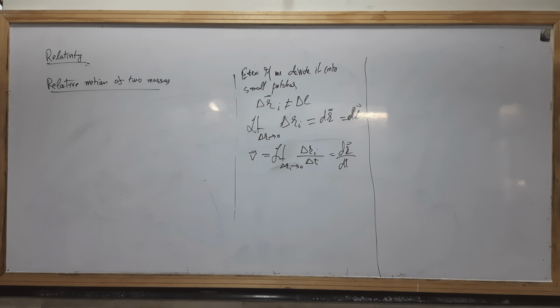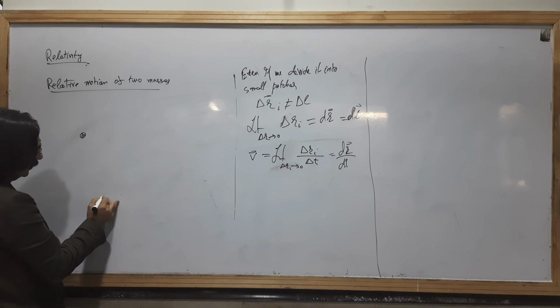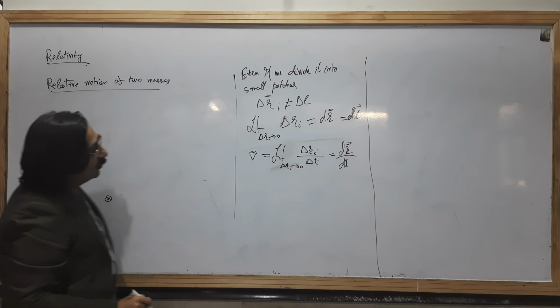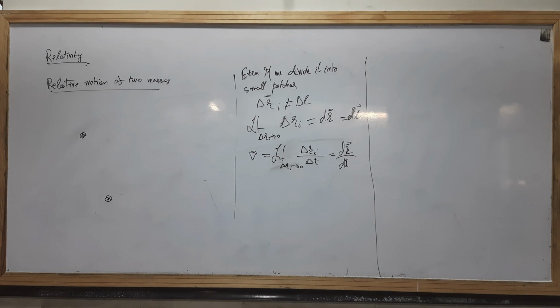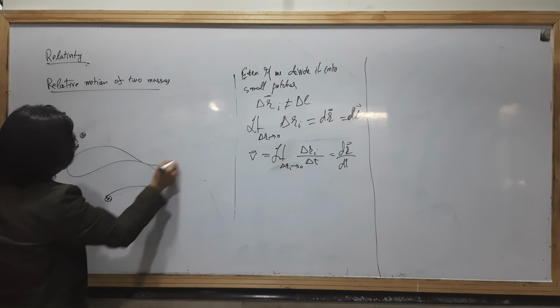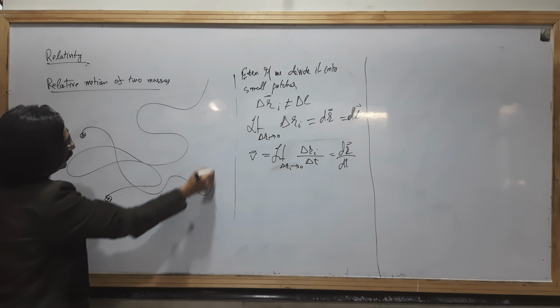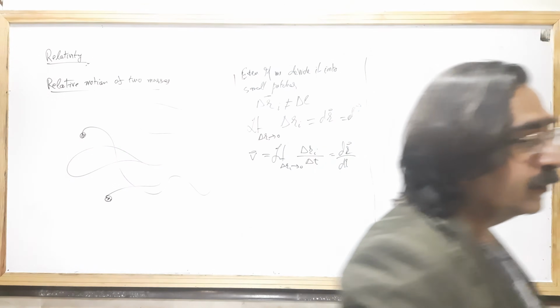But we are not interested in finding the acceleration now. What will happen if there are two masses? The last thing was about one mass, but if you have two masses, what will be the relative motion between the two masses? If these masses move in this way and those masses move in that way, there will be two different motions.